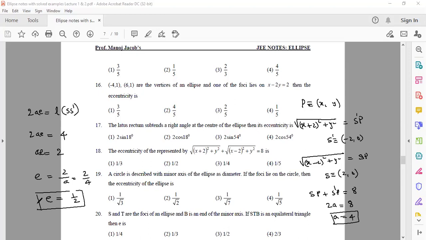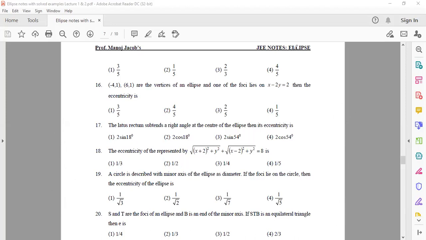Now let's think about the next one, another twisted question. A circle is described with the minor axis of the ellipse as diameter. If the foci lie on the circle, then what is the eccentricity of the ellipse? See, JEE questions have their own standard. You should be able to visualize it. It is not just a formula substitution application.